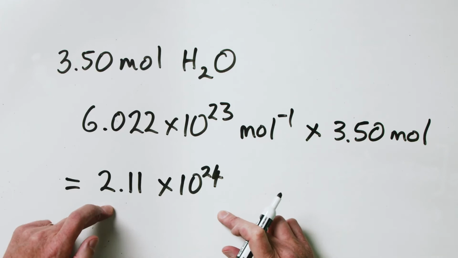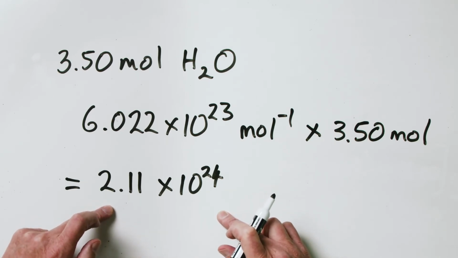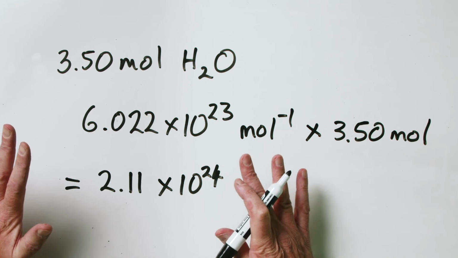So there is the relationship between the number of moles and the actual number of entities that we're talking about. So with 3.5 moles of water, we're going to have 2.11 times 10 to the power of 24 molecules of water. And to finish off, how many atoms are present in this 3.5 moles of water? To know that, we've got to realize that each molecule of water is made up of 2 hydrogen atoms and 1 oxygen atom, so that makes a total of 3 atoms in every molecule.